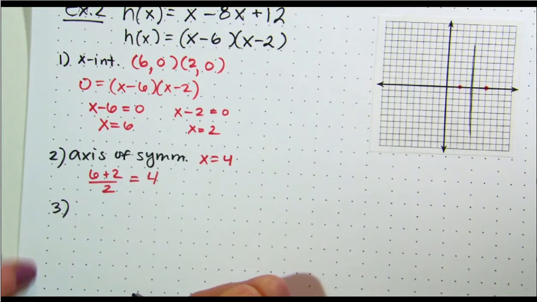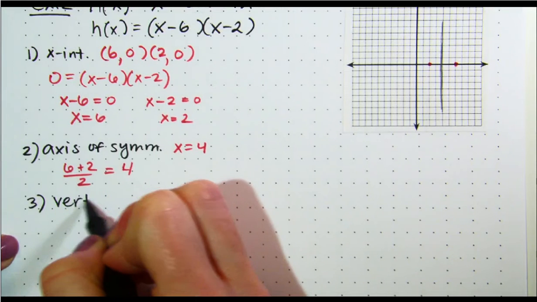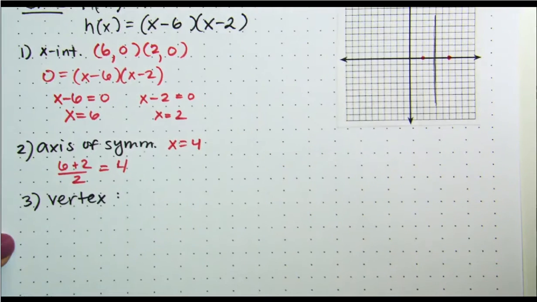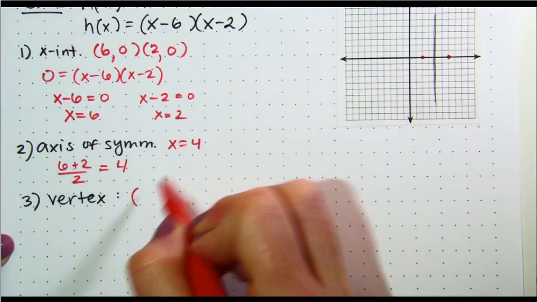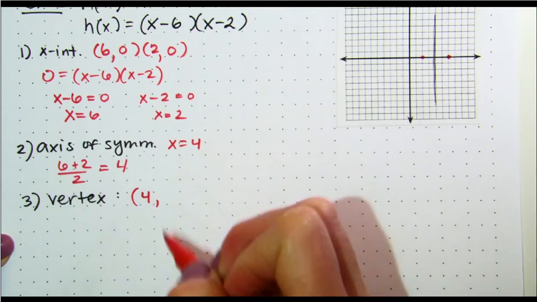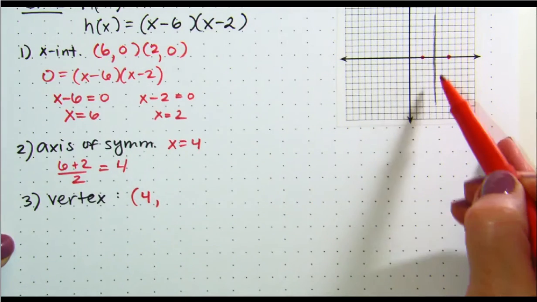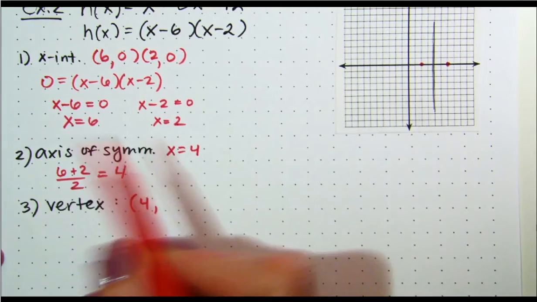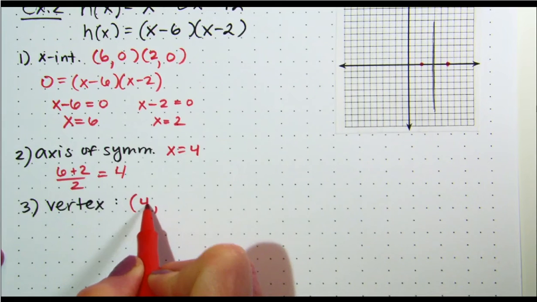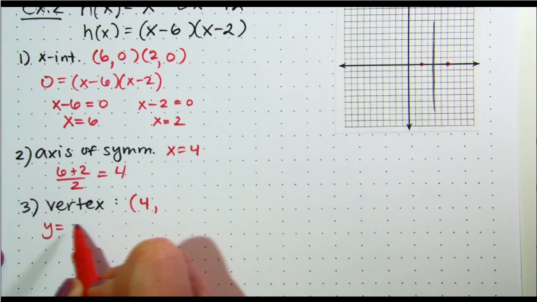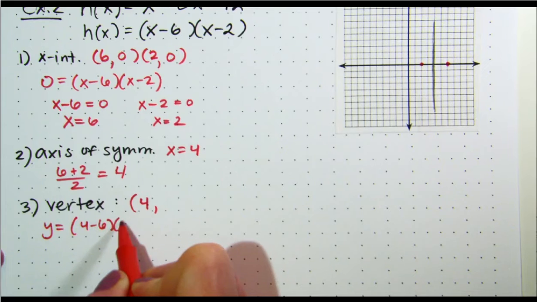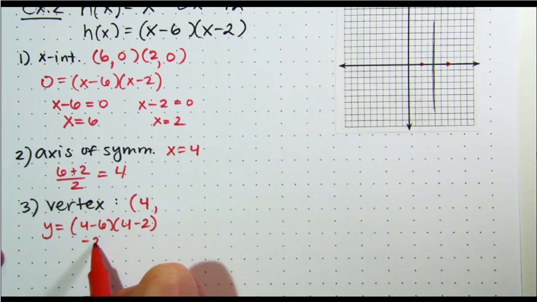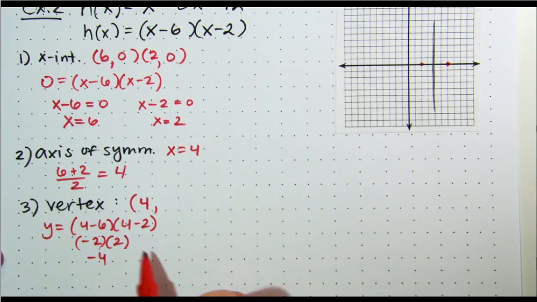Okay, part 3, vertex. So for the vertex, my x-coordinate is the axis of symmetry, because remember, it's going to be the point where that mirror is, right? Then I substitute. I'm going to replace the x with a 4. Make sure that you're being very careful with your positives and negatives. Y is -4.